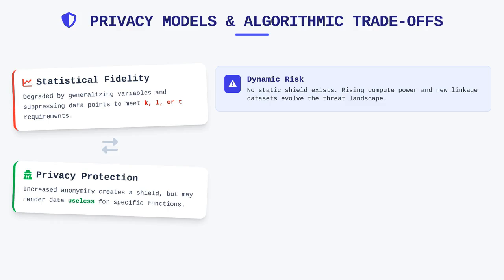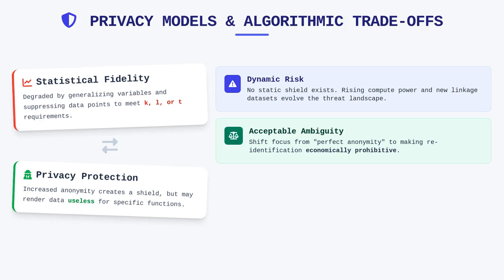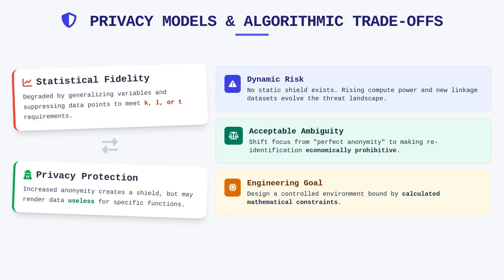We must also acknowledge that no model provides a static shield against all future re-identification techniques, especially as computational power increases and new datasets become available for linkage. The primary goal is to shift the risk from certainty of identification to an acceptable level of ambiguity that renders large-scale re-identification economically or logically prohibitive for a potential adversary. As engineers, our work is not to create a perfectly uncrackable data cache, but to design a controlled environment where the privacy risk is inherently bound by these calculated mathematical constraints.